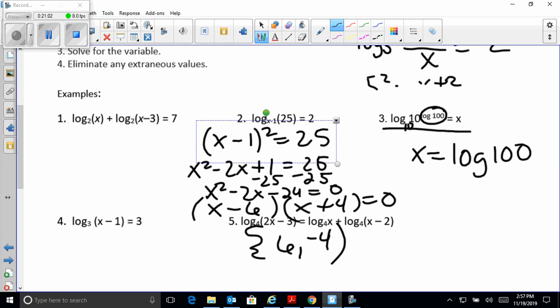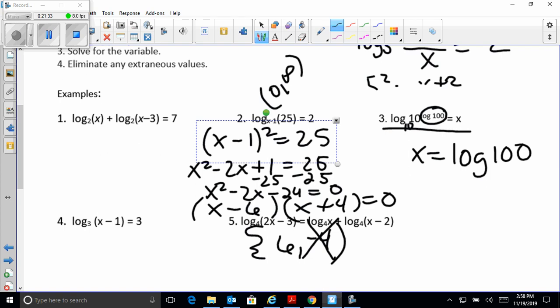This one's a little different. Well, pretty much the same. It's the parent, so I know that's my domain. There's no horizontal shifts there. So I know it can't be negative. And actually, I can check that just by looking. If I put a negative 4 in here, my base is negative, and the rule with logs is they can't have a negative base anyway. So that one is eliminated.